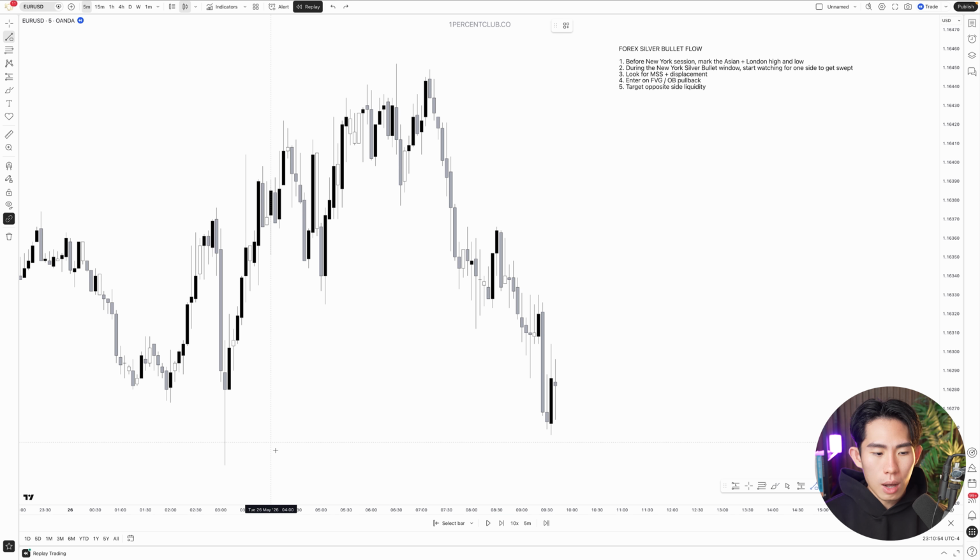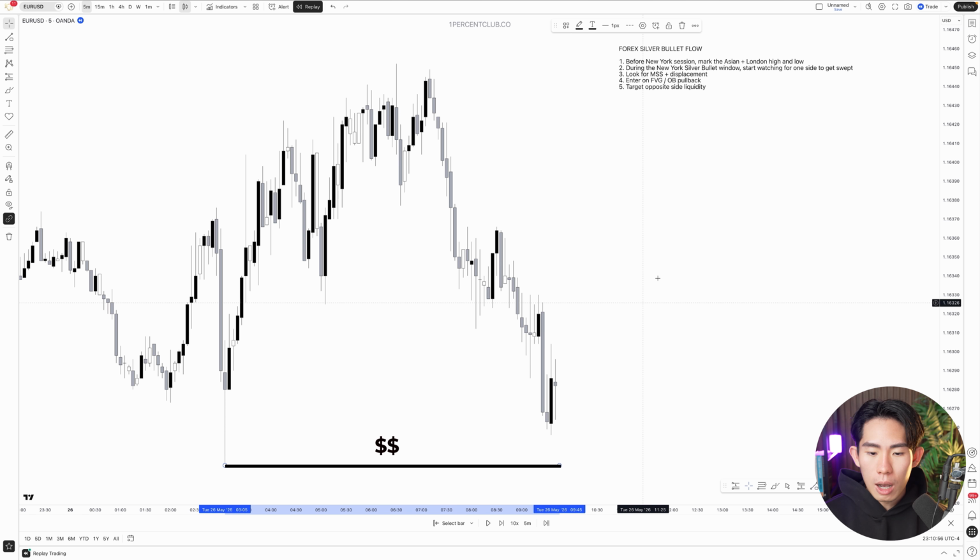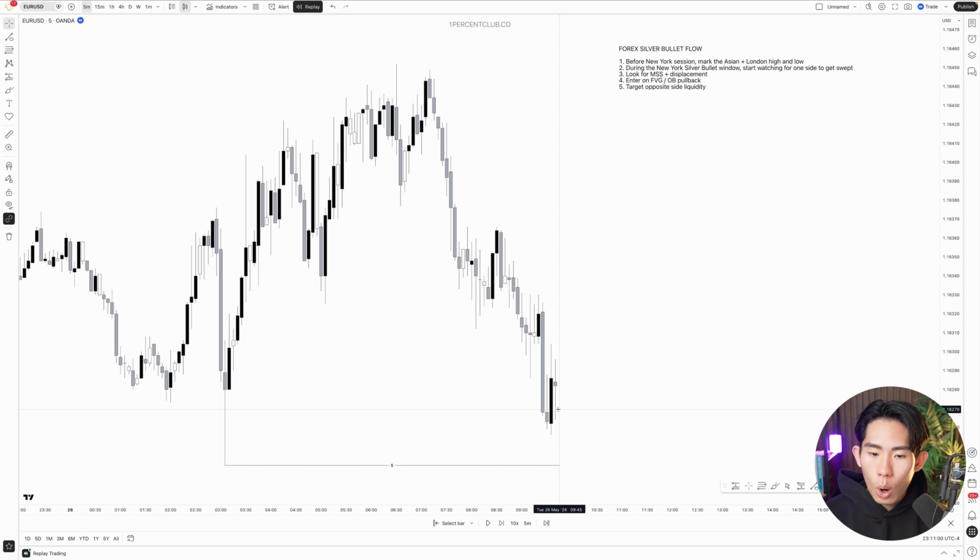So this is where I'll take a line to, and I'll just mark that up as available liquidity, right? So I know that, hey, maybe later, over the next few hours, over the next few minutes, price can come down there and sweep that low itself, right? So in that case, first step done, right, is to just mark up the London high or the London low.